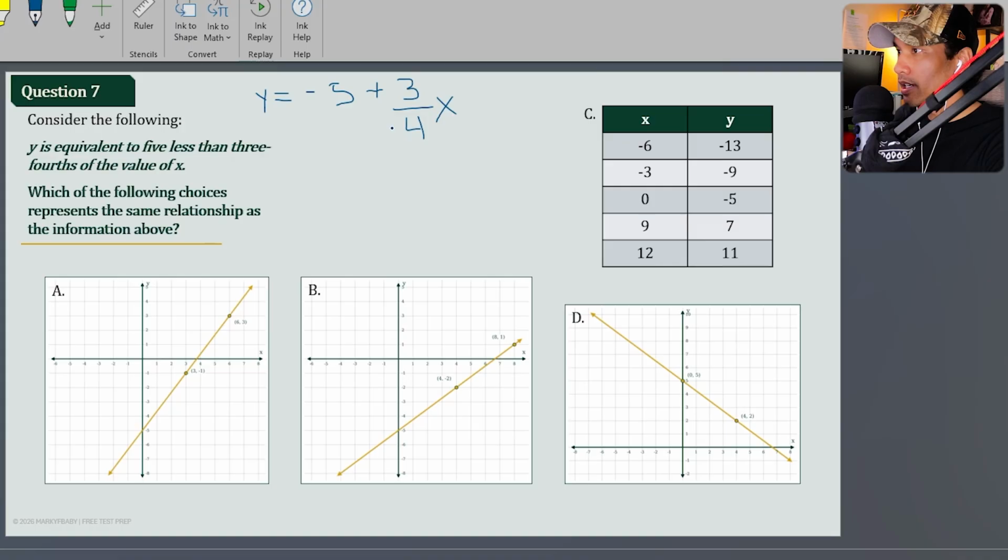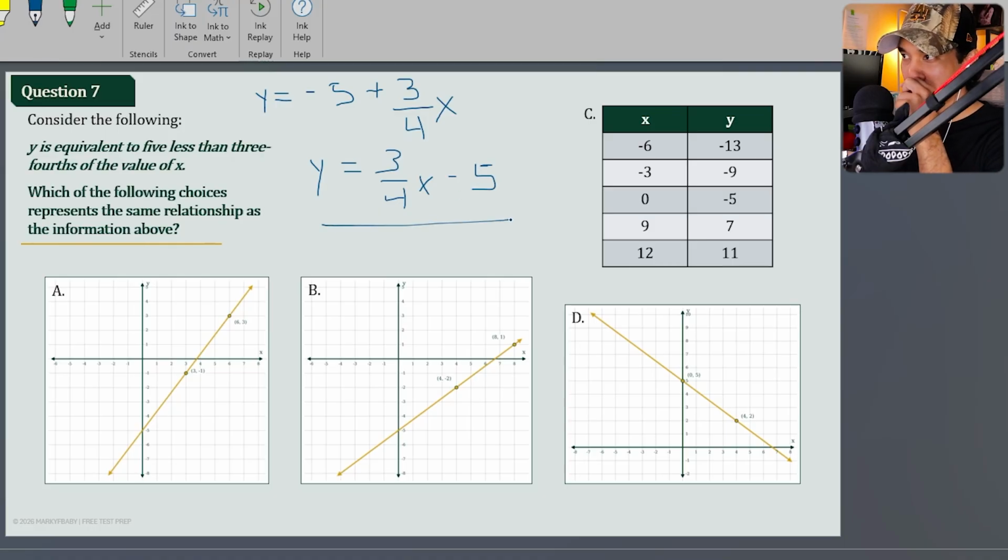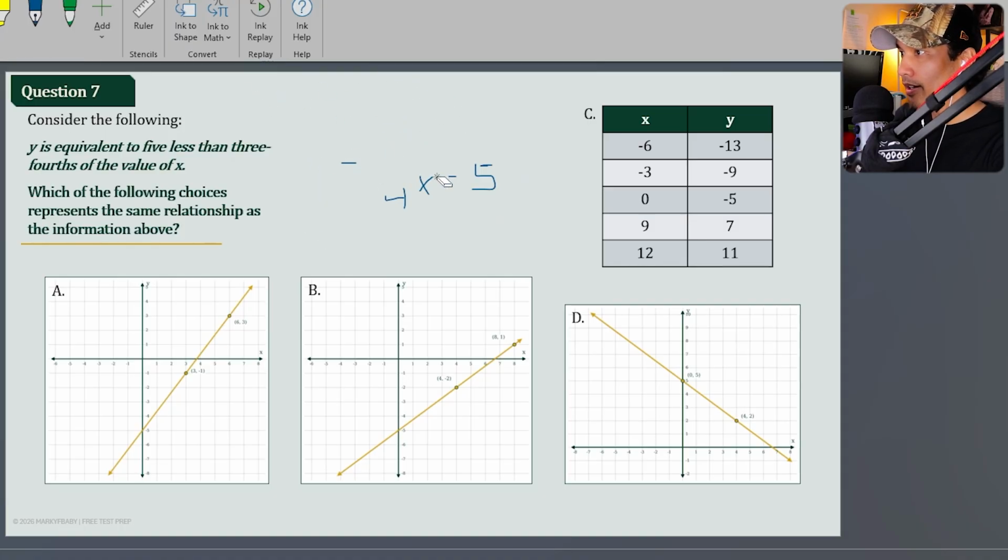Now I'm going to just rearrange the equation where the slope is over here. So y is equal to 3/4 x minus 5. And that is our equation that we're going to be working with. So I'm going to write this at the top so I have room to write. So I have y is equal to 3/4 x minus 5. All right, let's try C first.